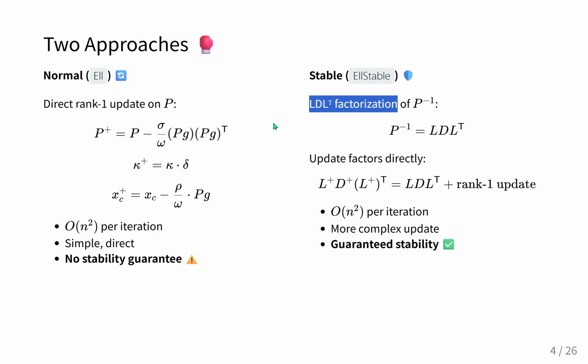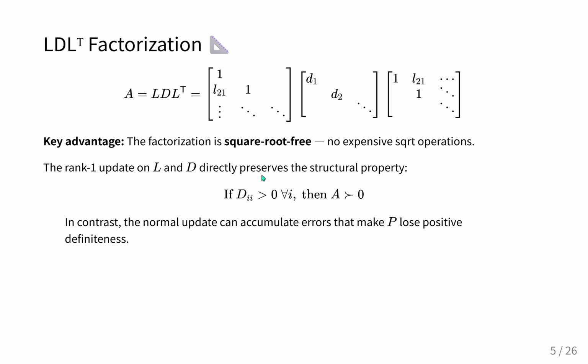It sounds way worse than it is, I promise. Think of the full matrix P as a complex, fully baked cake. Okay, cake, I'm with you. Instead of trying to chemically alter a baked cake every time you take a step, the stable method breaks the matrix down into its core structural components. Which are the L and the D. Exactly. The L stands for a lower triangular matrix, and the D stands for a diagonal matrix. So it's kind of like separating the recipe instructions, the L, from the raw ingredients, the D. That is a perfect analogy. When the algorithm takes a step, it doesn't touch the fully baked cake at all. It updates those base factors directly. It tweaks the recipe and the ingredients.